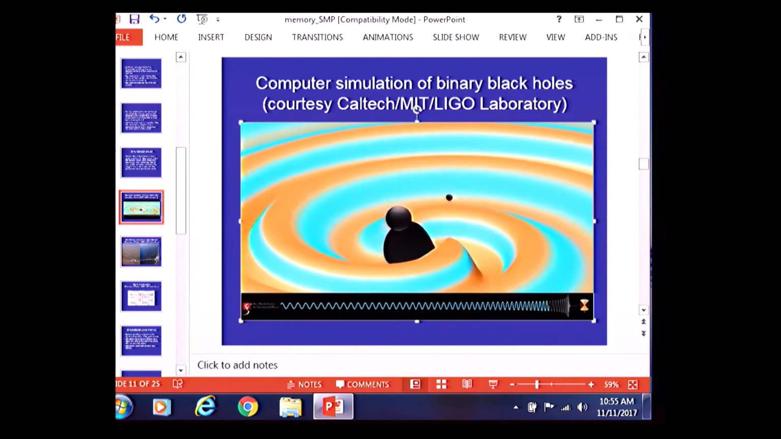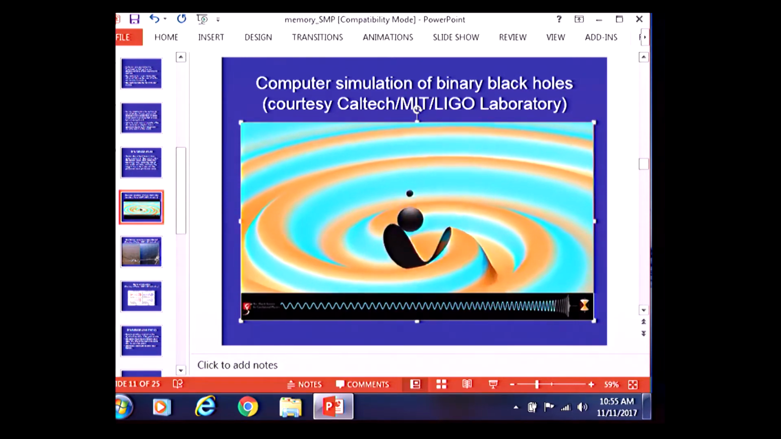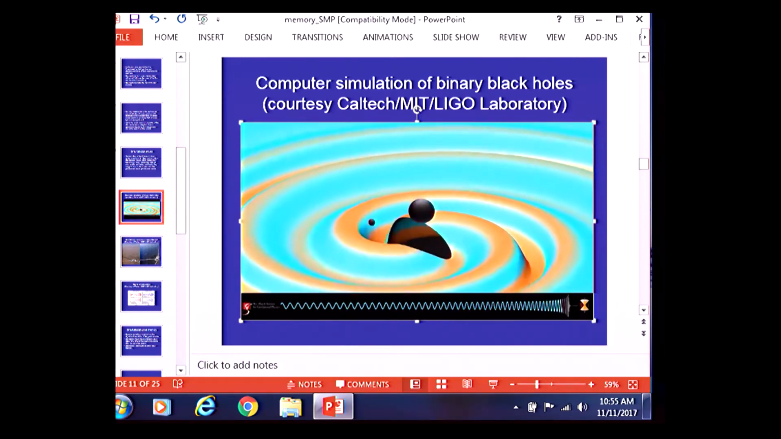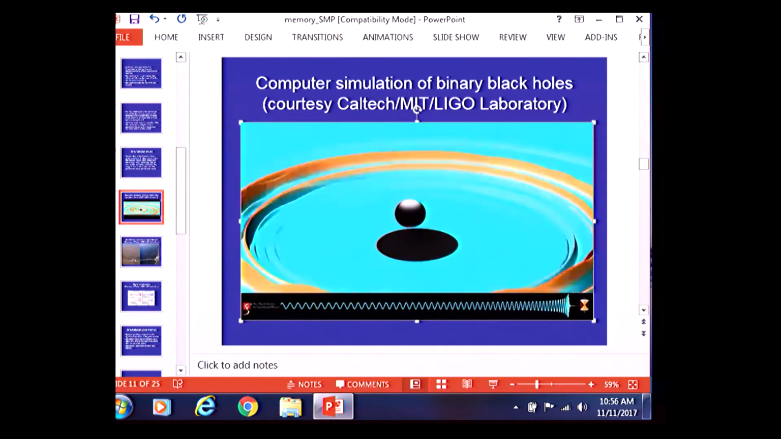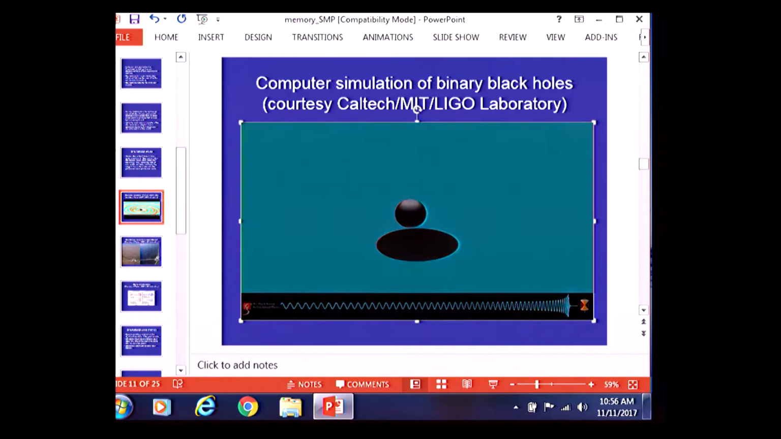Okay, and now we're zoomed in even more. They're going to get closer and closer to each other and finally merge. And now they've merged and they're sending out that last set of ripples of gravitational waves.